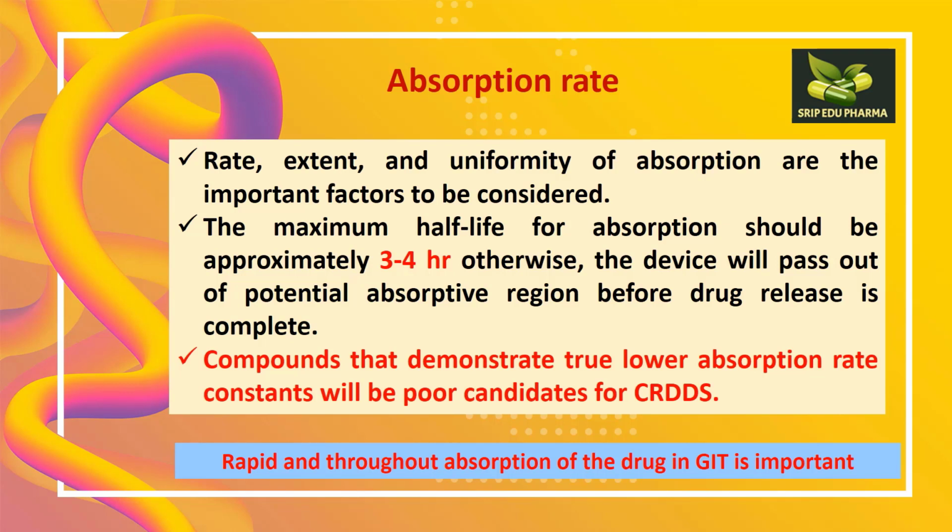So the compounds that demonstrate truly lower absorption rate constants are considered poor candidates for controlled release systems. Hence, rapid and thorough absorption of the drug in the GIT is important. Thorough absorption means that through the complete GIT, the drug should be absorbed and there should not be a specific absorption window for the absorption of the drug.